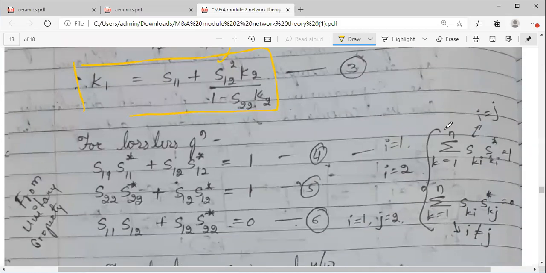See, I have written in brackets here, this is your unitary property. In the unitary property, you should take I equal to J. These two pairs of equations are for the unitary property: first row, first column, and second row, second column. Similarly, if you take the zero property, I is not equal to J, then you can take any one value. These are three equations I have got.